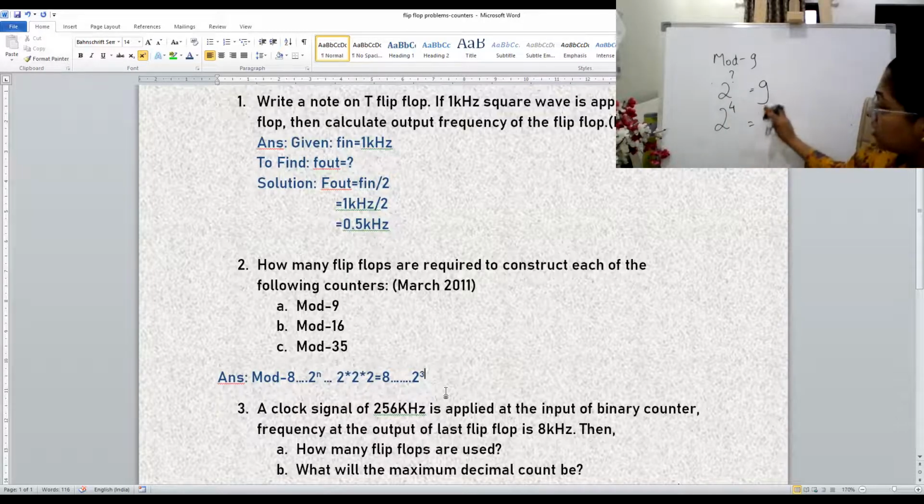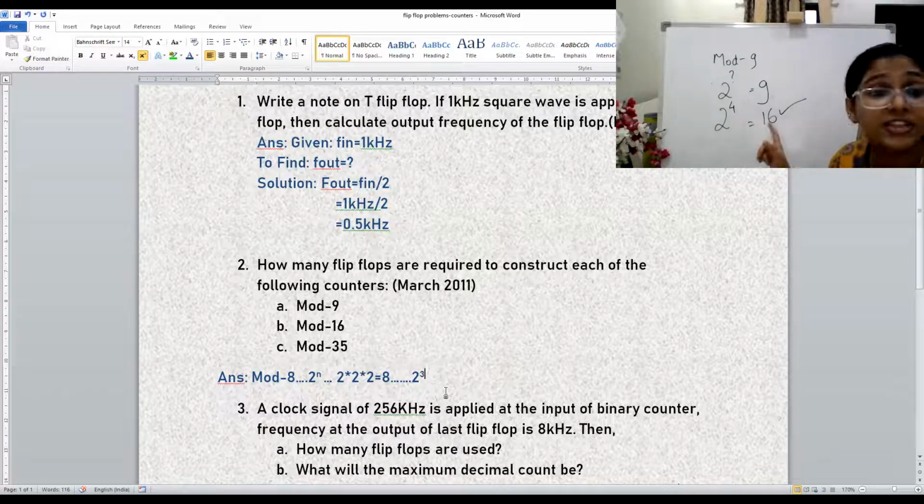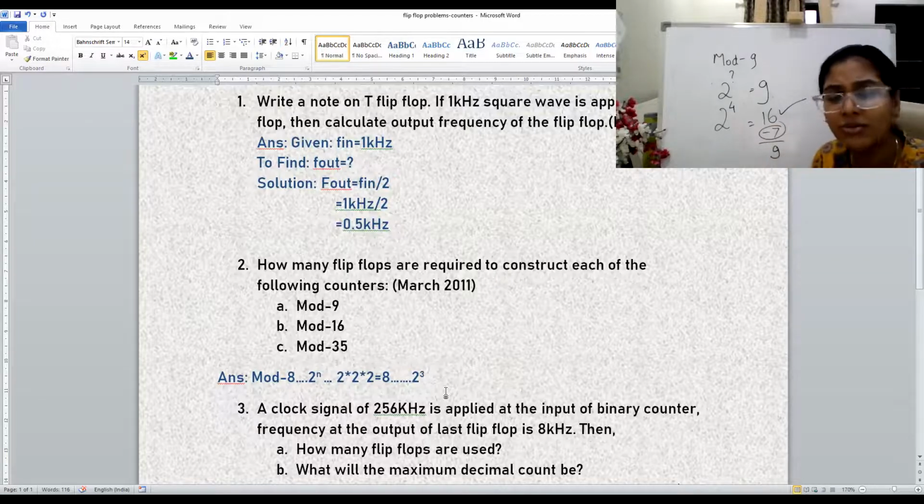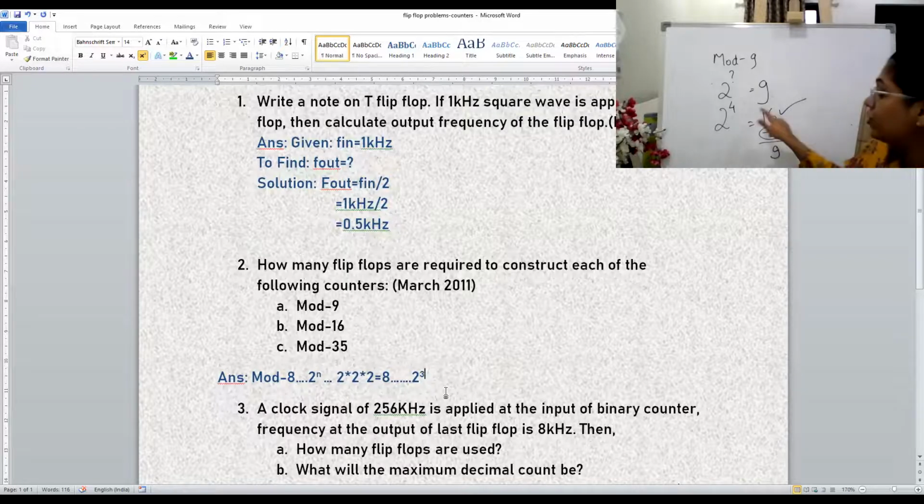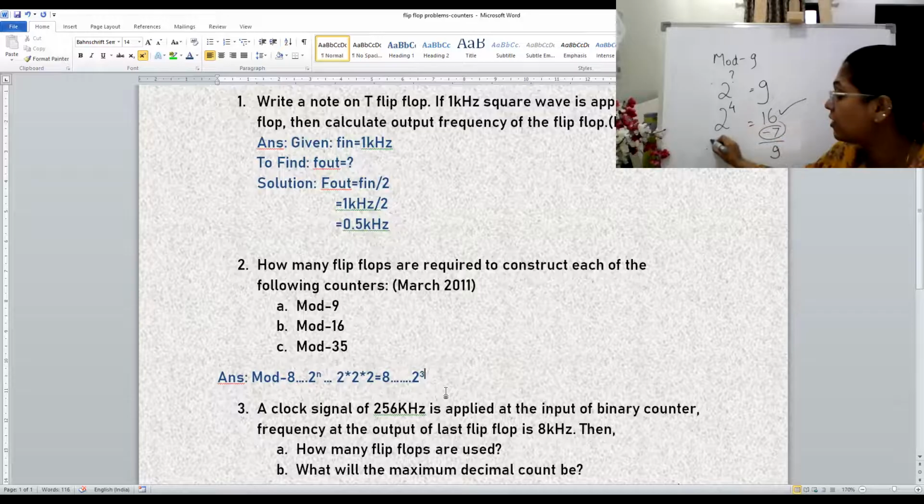2 raised to 4 is 16, चलेगा। कुछ स्टेट्स एक्स्ट्रा हो जाएंगे, चलेगा। मुझे 7 स्टेट्स डिलीट करना पड़ेगा, तब जाके मुझे 9 मिल जाएगा। मैं 7 स्टेट्स डिलीट कर दूंगी, कोई बात नहीं। नैंड गेट पता है ना आपको, नैंड गेट से हम डिलीट कर सकते हैं स्टेट्स। तो यू विल यूज 4। Therefore, how many flip flops are required? 4 flip flops are required.